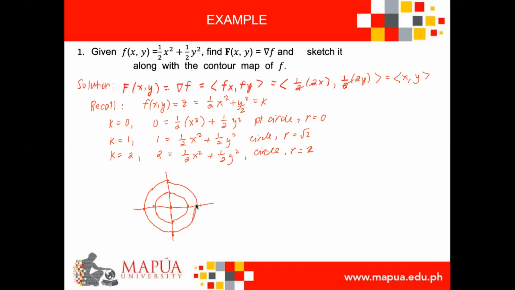Plot or connect those points now. So we may continue to draw circles. Let us just assume that this is now the radius. No need to scale properly since we're just going to show the contour map of your function f of xy.